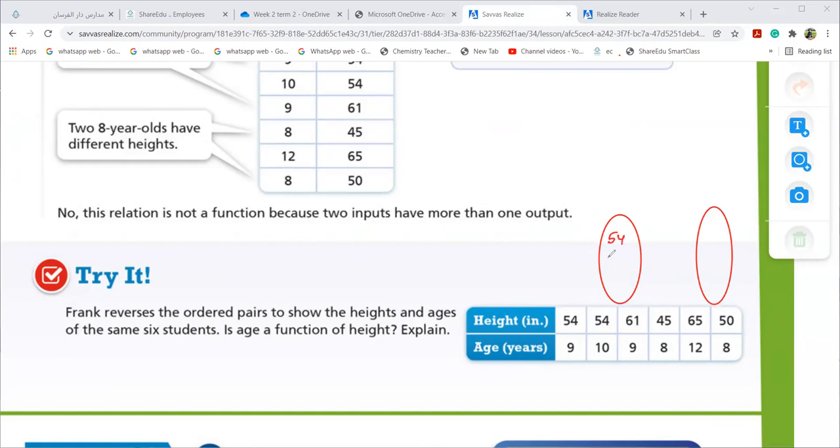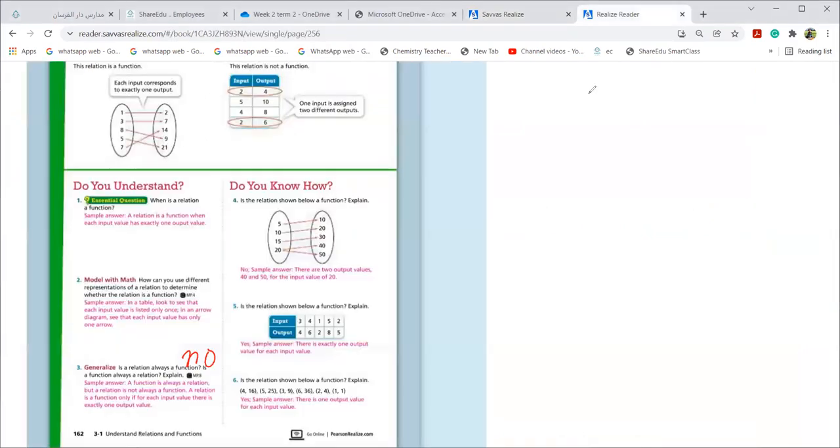54. Sorry, don't write 54 two times, just write 54, 45, 61, 45, 65. Is it there already? Okay, so just check whether this is a function or no. Is this a function, girls? No, it's not a function. Just write down no. Don't explain because you all know the explanation.